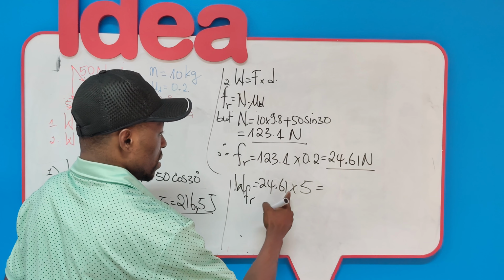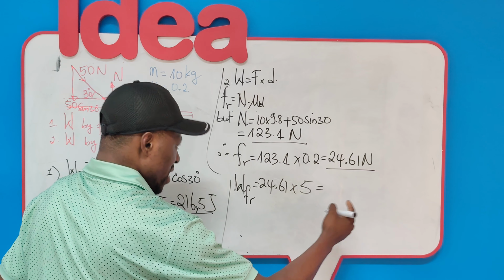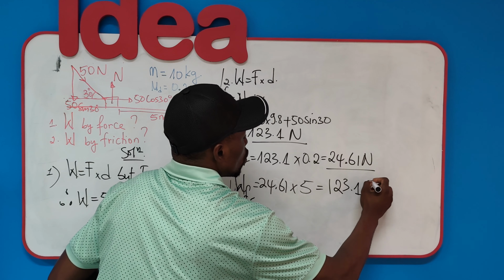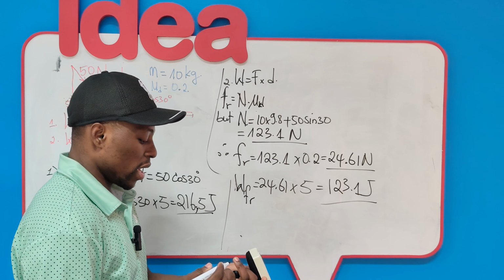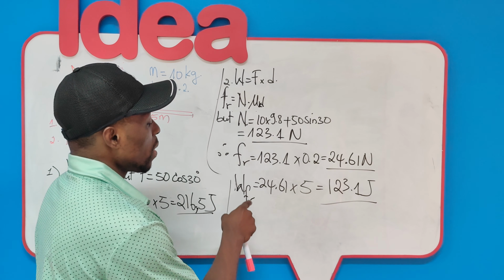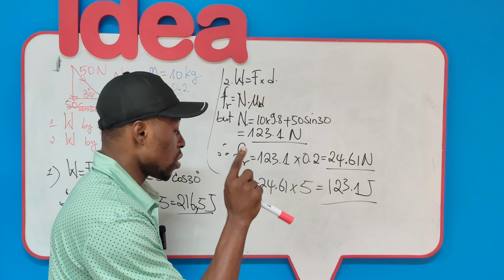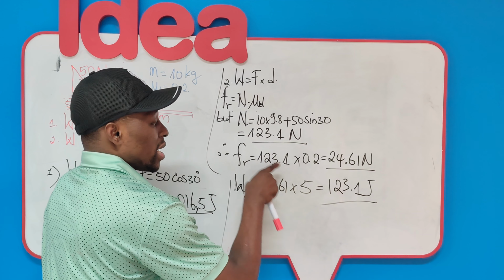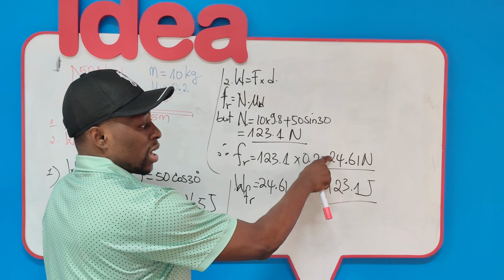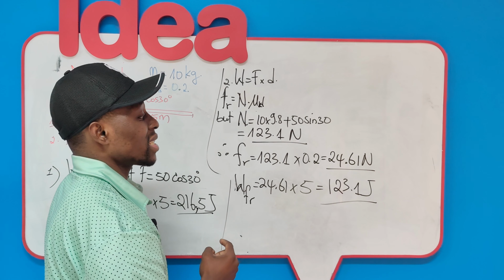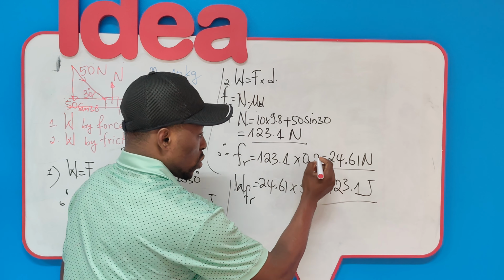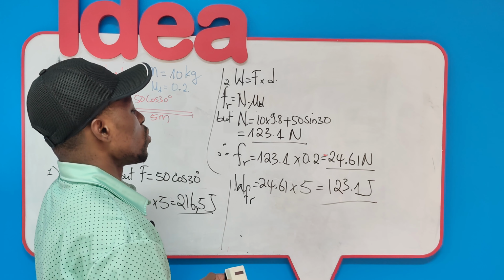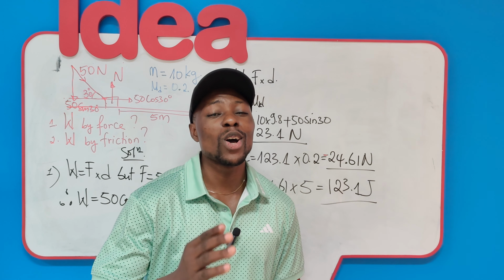If you punch this correctly, with the distance of 5, it is going to give us 123.1 joules this time around, no more Newton. Now I just want to emphasize that this is the magnitude of the work done by the friction force, because naturally we should have a negative sign here. Why negative? Because this force is acting against motion. So it should actually be negative here, and this stands as the magnitude of the work done by the friction force.